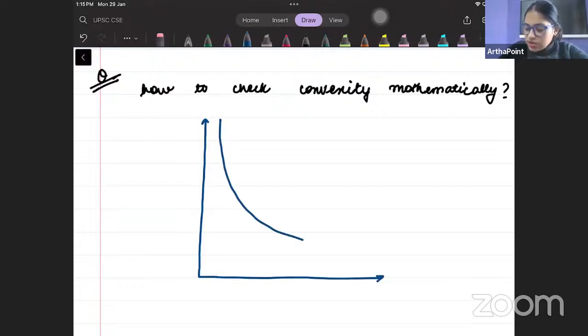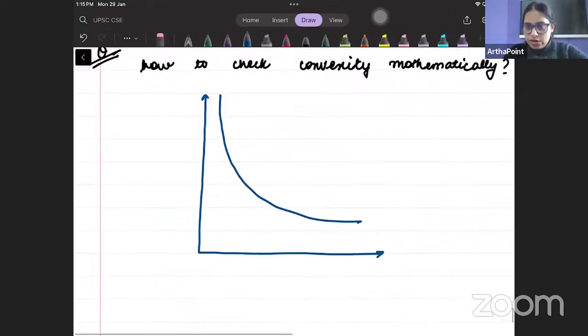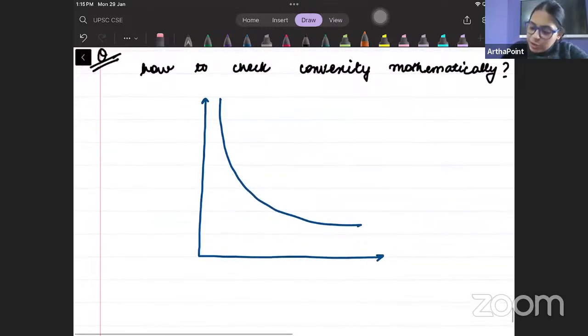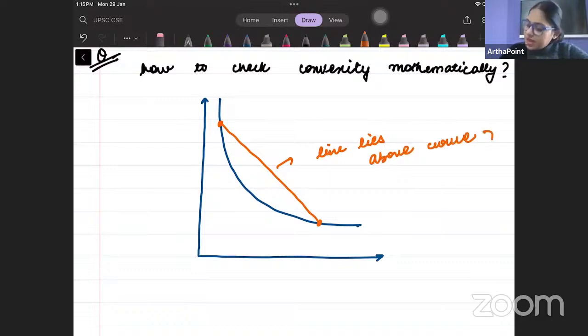Whenever you have a curve, what will you do? You will go ahead, take any 2 points on the curve, join it by a line segment. आपने 2 points लिए, line से join किए. If this line lies above the curve, अगर ये कर्व के ऊपर lie करती है, then your curve is convex to origin.